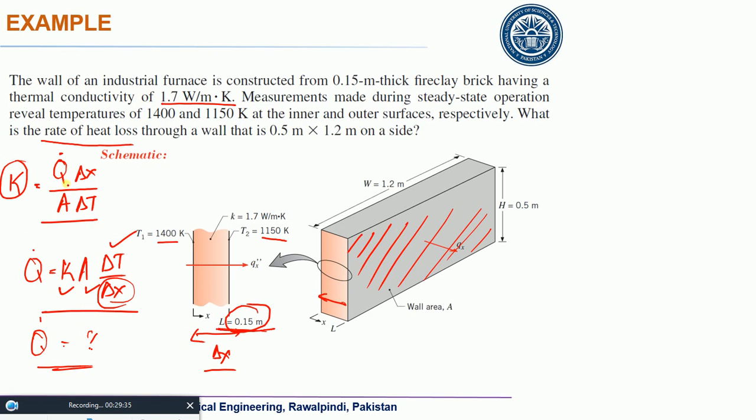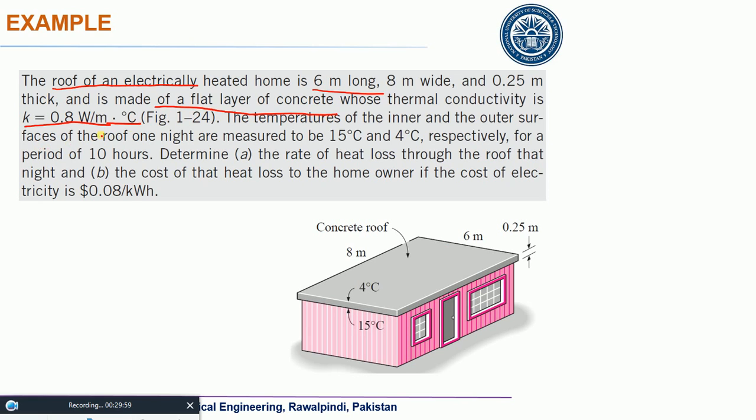Just look at that. This is delta T. So the amount of delta T for degree centigrade or for degree Kelvin, that would remain the same. This is not T, this is delta T. You know that. If you convert the units, that would remain the same. No problem at all. So a flat layer of concrete is there whose thermal conductivity is 0.8 watt per meter per degree centigrade.